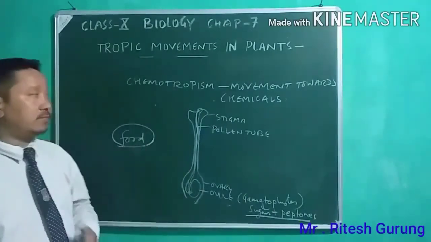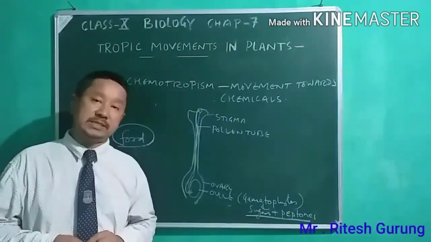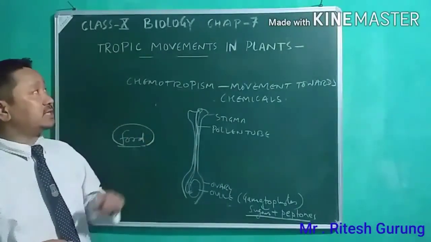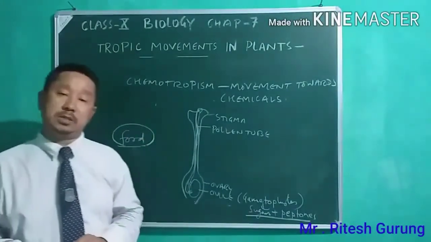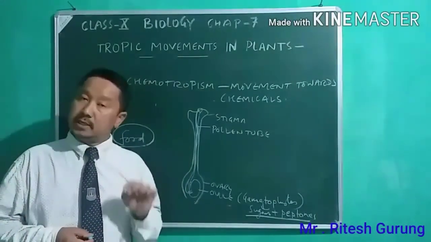So this is all about the different kinds of tropic movements in plants. This is how we finish chapter number 7 also. Alright, so today we'll do only this much.